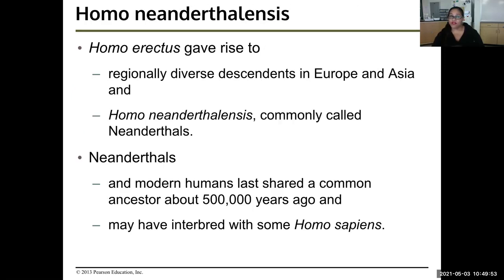Homo erectus gave rise to regionally diverse descendants in Europe and Asia, and Homo neanderthalensis, who we call Neanderthals. Neanderthals and modern humans shared a common ancestor about 500,000 years ago, and may have even interbred with some Homo sapiens.